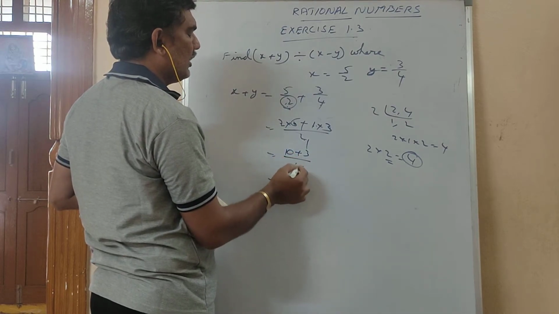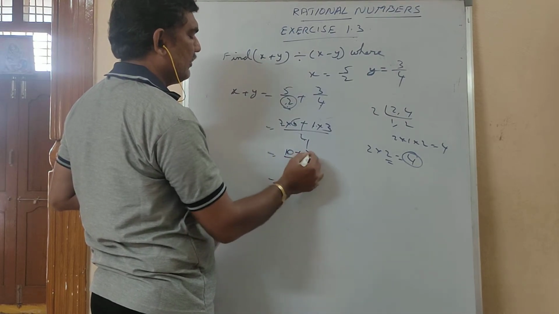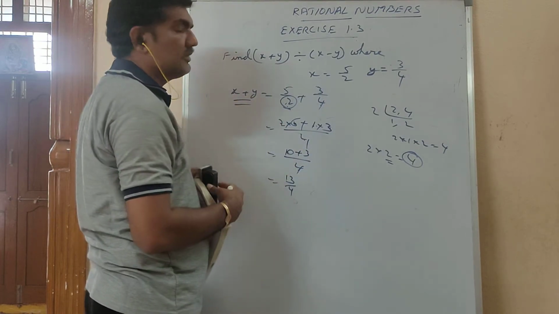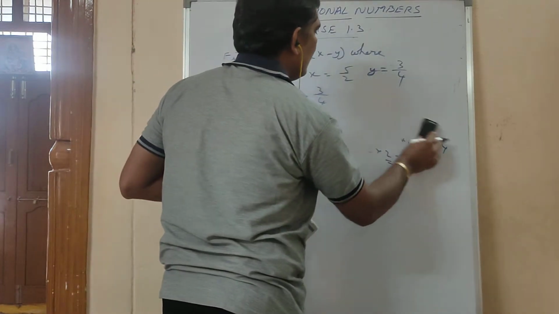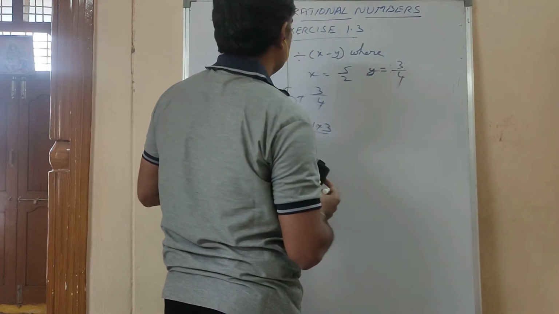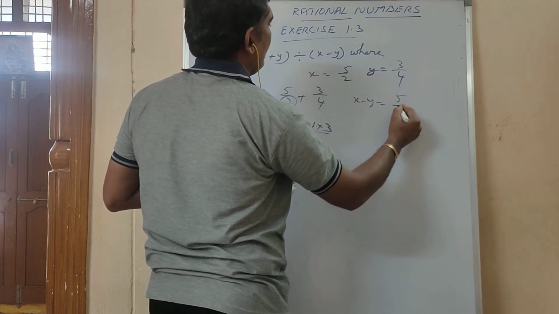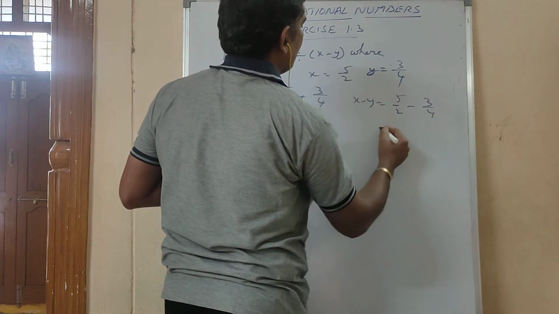2 5s are 10, 1 3s are 3, by 4. 10 and 4 you should not do cancellations because plus is there. 10 plus 3 is 13. 13 by 4 is x plus y. Now what you have to do? X minus y. X minus y means the same, 5 by 2 minus 3 by 4.